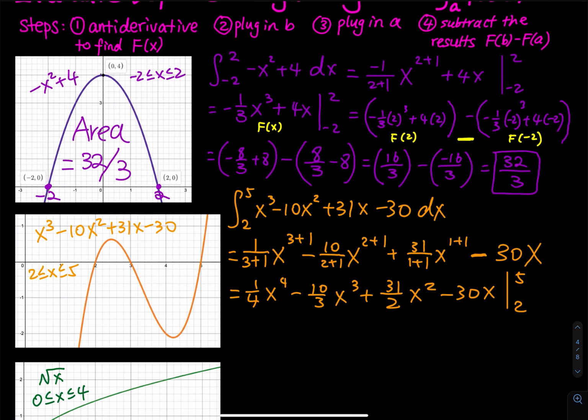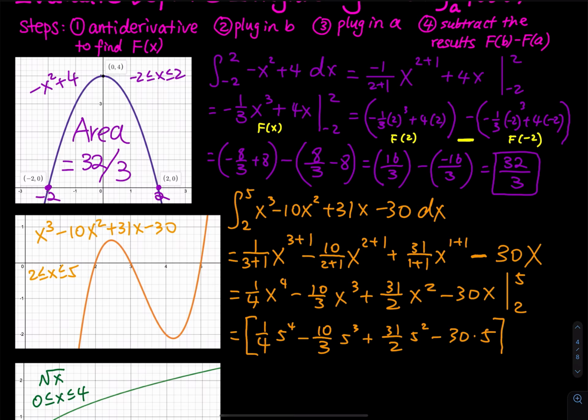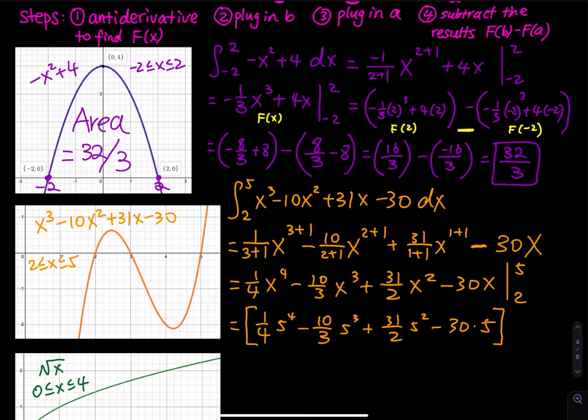And then we plug in the 5 and then plug in the 2, right? Okay, plug in the 5. I'm going to use a square bracket. So we have 1 over 4, and then 5 to the fourth power, minus 10 over 3, 5 to the third power, plus 31 over 2, 5 squared, and then minus 30 times 5. So that is the plug in of the 5. And then minus, always a big minus. Plug in the 2. We have 1 over 4, 2 to the fourth, minus 10 over 3, 2 to the third, and then plus 31 over 2, 2 squared, and then minus 30 times 2.